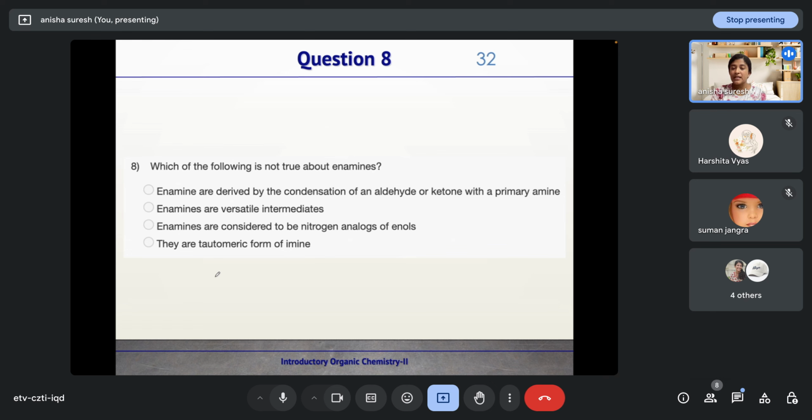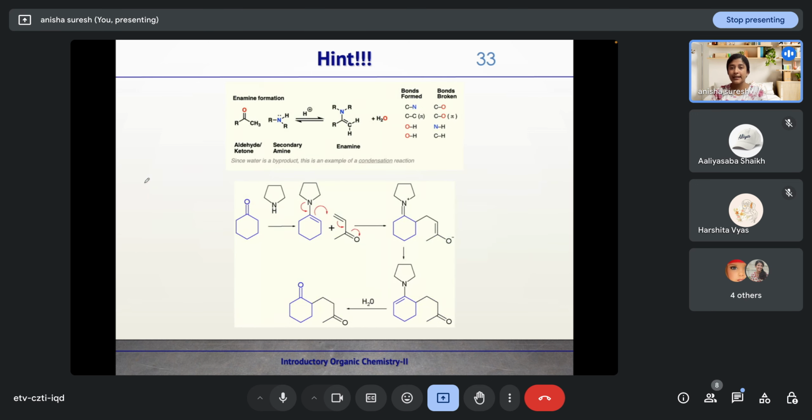Which of the following is not true about enamines? Enamines are derived by the condensation of an aldehyde or ketone with a primary amine. Enamines are versatile intermediates. Enamines are considered to be nitrogen analogues of enols. Enamines, they are tautomeric form of imines. Which is not true about enamines? Option A is the right answer. So, enamines are formed by condensation of aldehyde or ketone with secondary amines. That is the right answer.